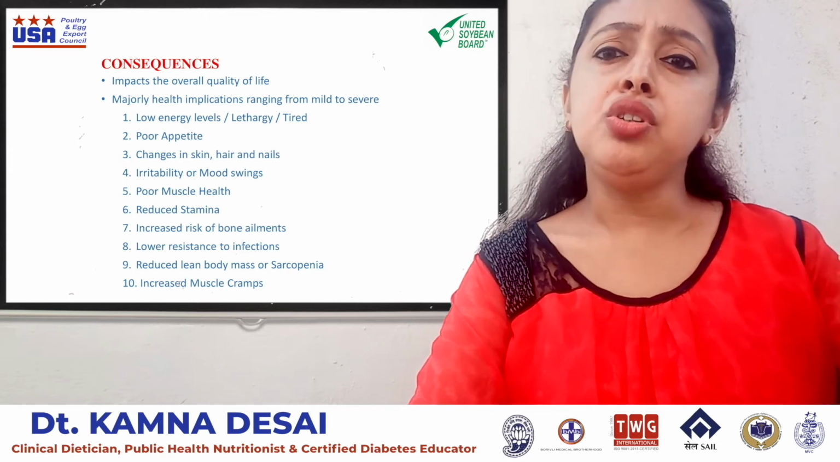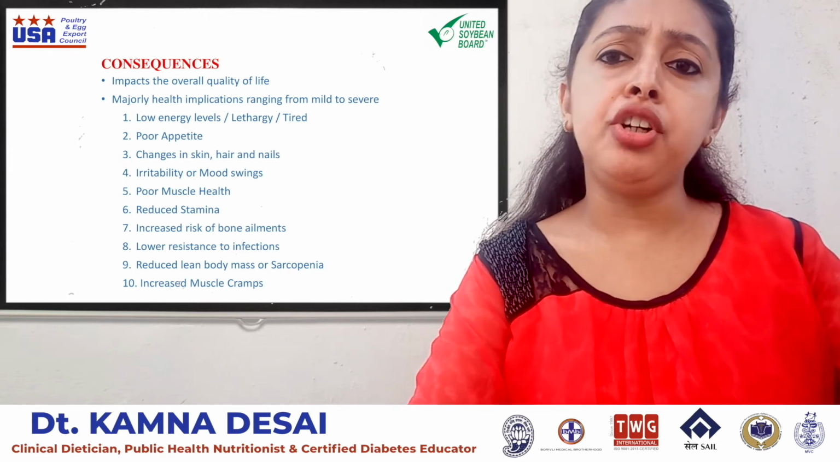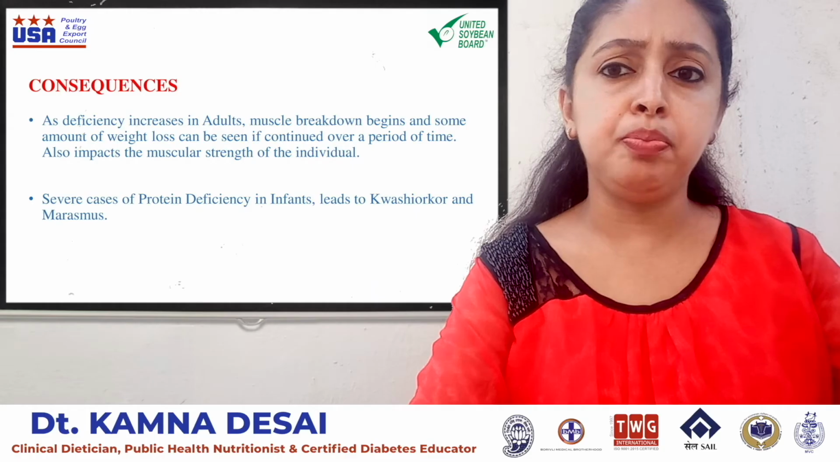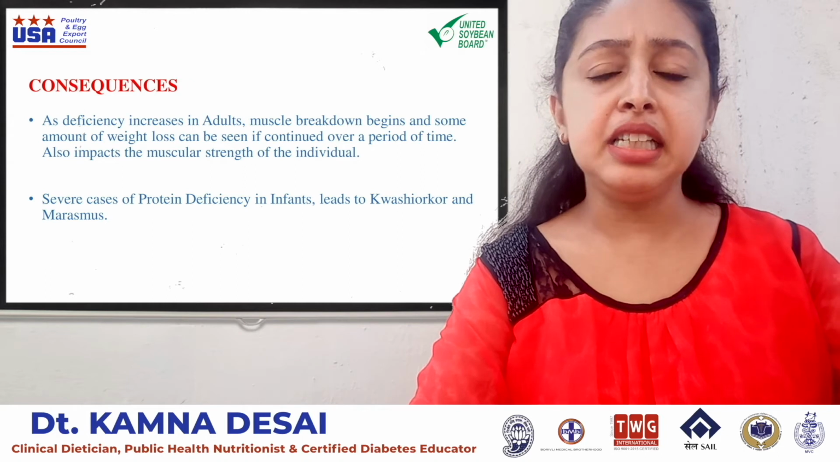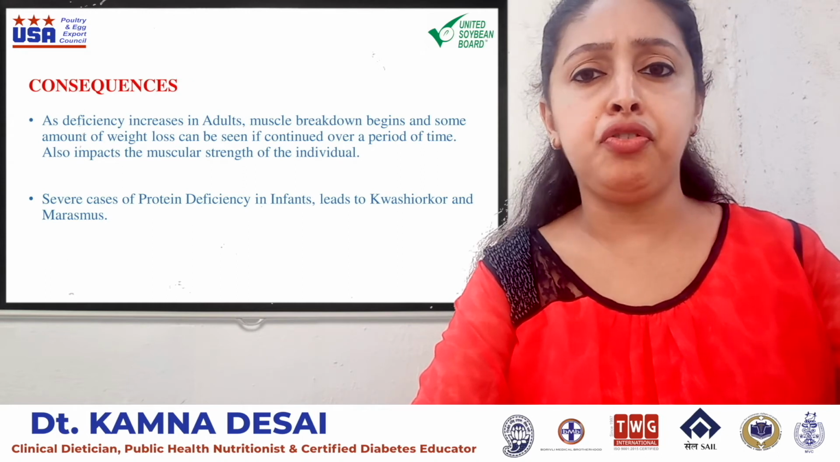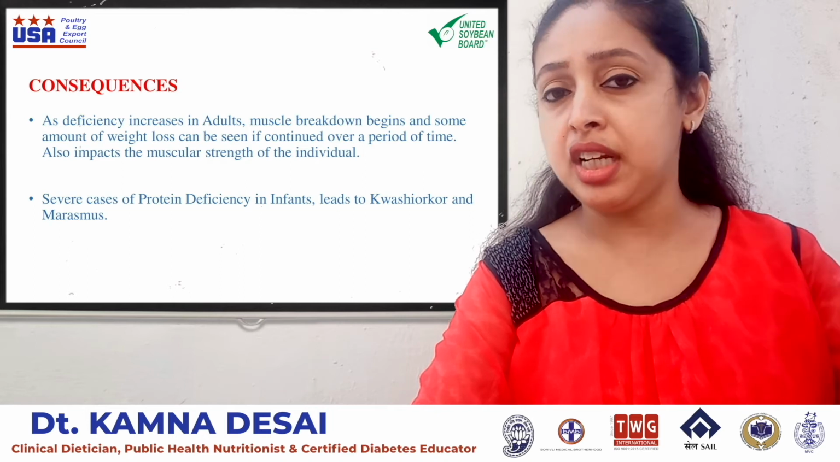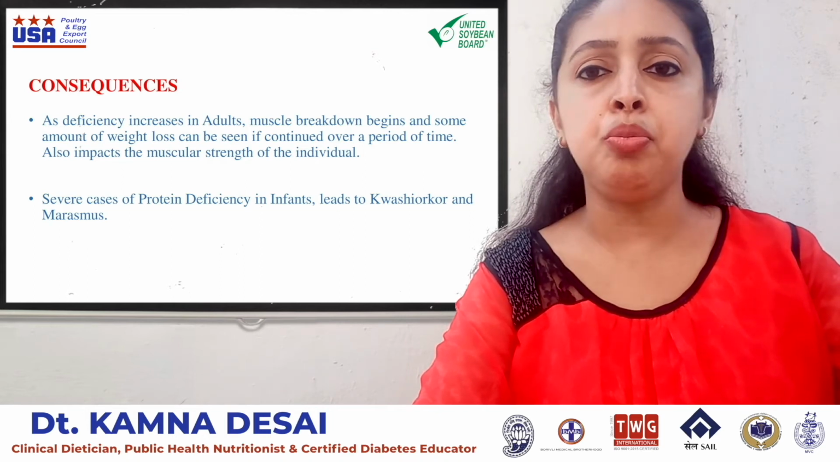Also, the consequence in the majority of cases in adults is muscle breakdown. When it begins, they will start seeing some amount of weight loss over a period of time, and this impacts the muscular strength of the individual, and over a period of time, as we discussed, if it continues, it could lead to sarcopenia.